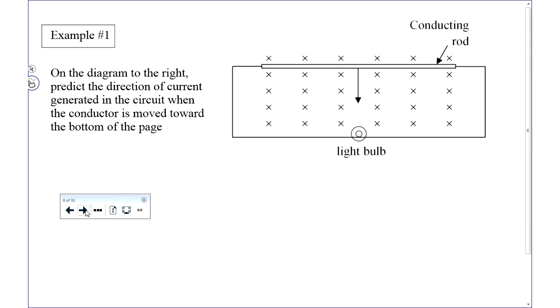Now let's take a look at example 1. Example 1 is just an application of this on paper. I've got a light bulb connected to a very similar situation. What we want to do is predict the direction of the current in the circuit when we move that conducting rod towards the bottom of the page. So again, I prefer to think about electrons when I do these kinds of things, because electrons exist. Conventional current is a fiction, it's a fable, it doesn't actually happen. So I'll ask you to pause the video here and you determine the direction that the electrons in the rod will move.